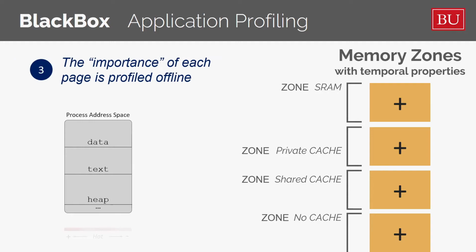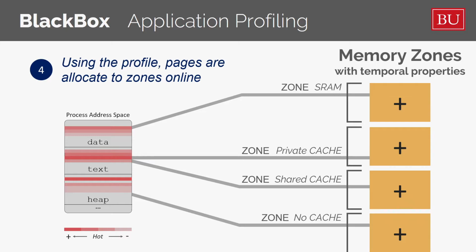In practice, an application is comprised of different pages, and each of these pages has different characteristics in terms of access patterns. For example, some of them are more important than others from the point of view of the temporal impact that they have on the final performance of the application. So ideally, what we would like to have is to understand how these pages are differentiated from each other, at runtime. And we would like to drive the allocation of these pages accordingly in our heterogeneous set of memory resources.